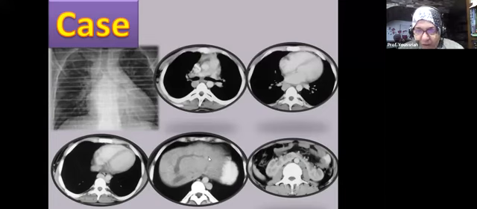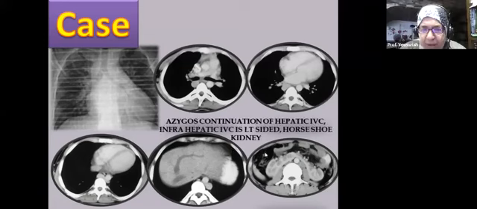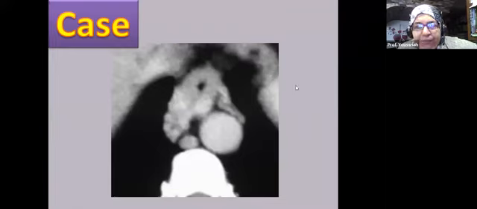There is an aberrant vessel inside the liver, and the infrahepatic IVC, as you see in the next image, is on the left side of the aorta, not the right. Also, what is this? This is an azygous continuation of the hepatic IVC. There is, and the infrahepatic IVC is on the left side.